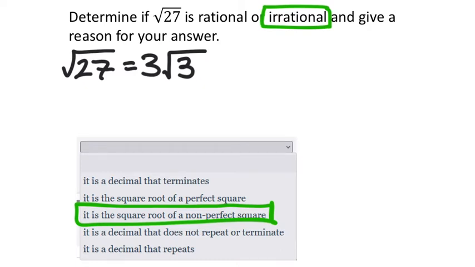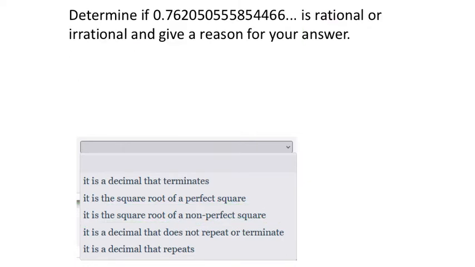Now you could change this into a decimal, but it would look ugly, and those make us feel icky inside. So that's another way that we should be able to tell that that's irrational. All right, take a look at this one.